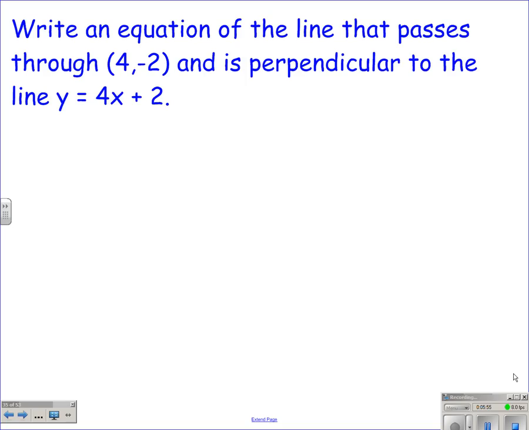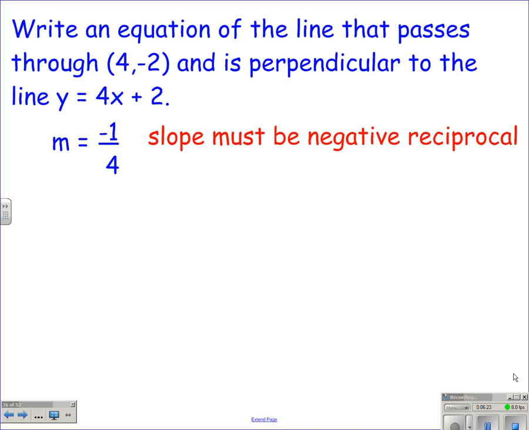Let's write an equation of the line that passes through the point (4, -2) and is perpendicular to the line y equals 4x plus 2. Since we're working with perpendicular, we know the slope is not equal. That would be parallel. The slope has to be a negative reciprocal. Well, this equation's slope is 4. The negative reciprocal of 4 is -1/4. Please remember that the slope must be a negative reciprocal.